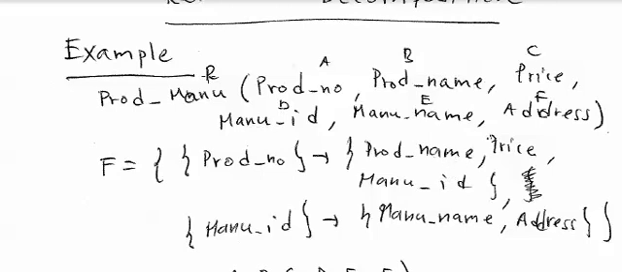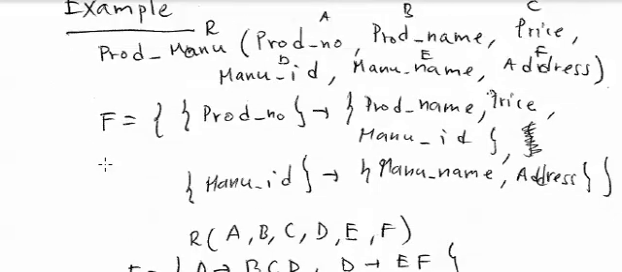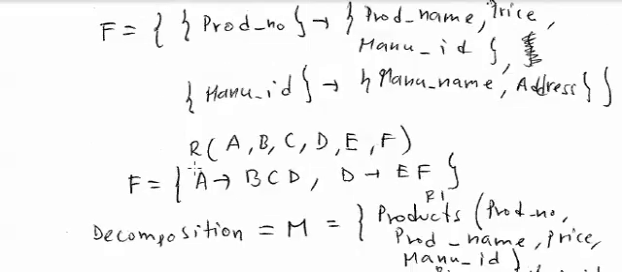So for example, R is A, B, C, D, E, F, and then I know A means product number, B means product name, and so on. So if I do that conversion, then this is the same as having this R, A, B, C, D, E, F, and so on. So I have these two functional dependencies.